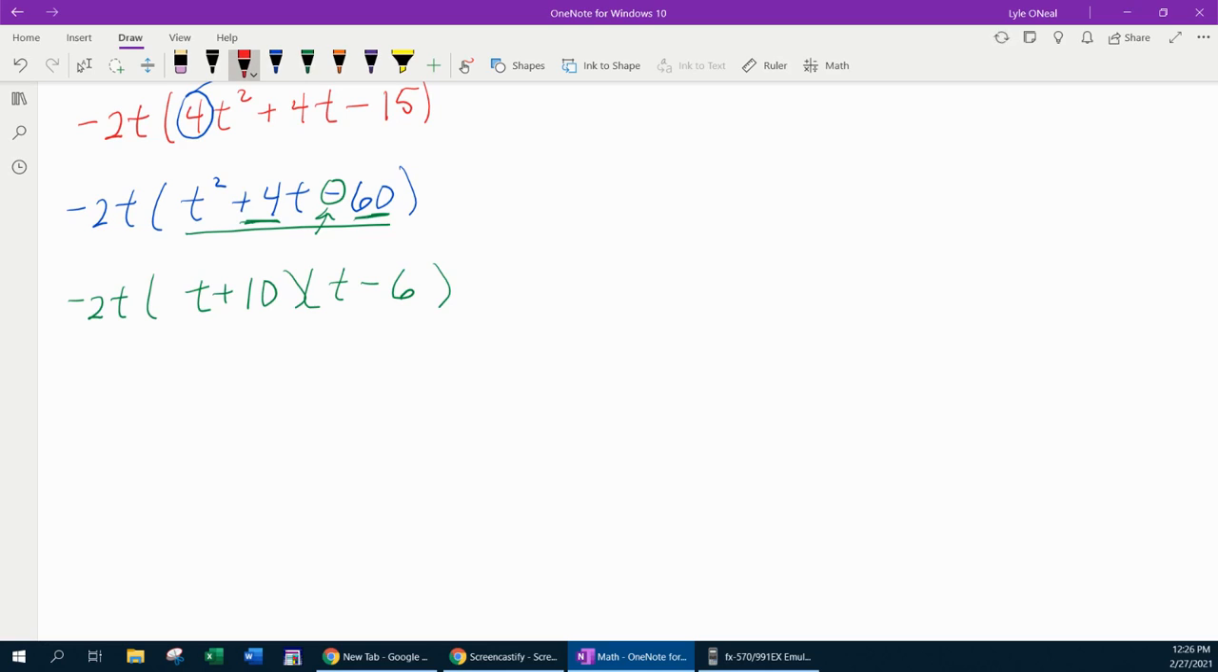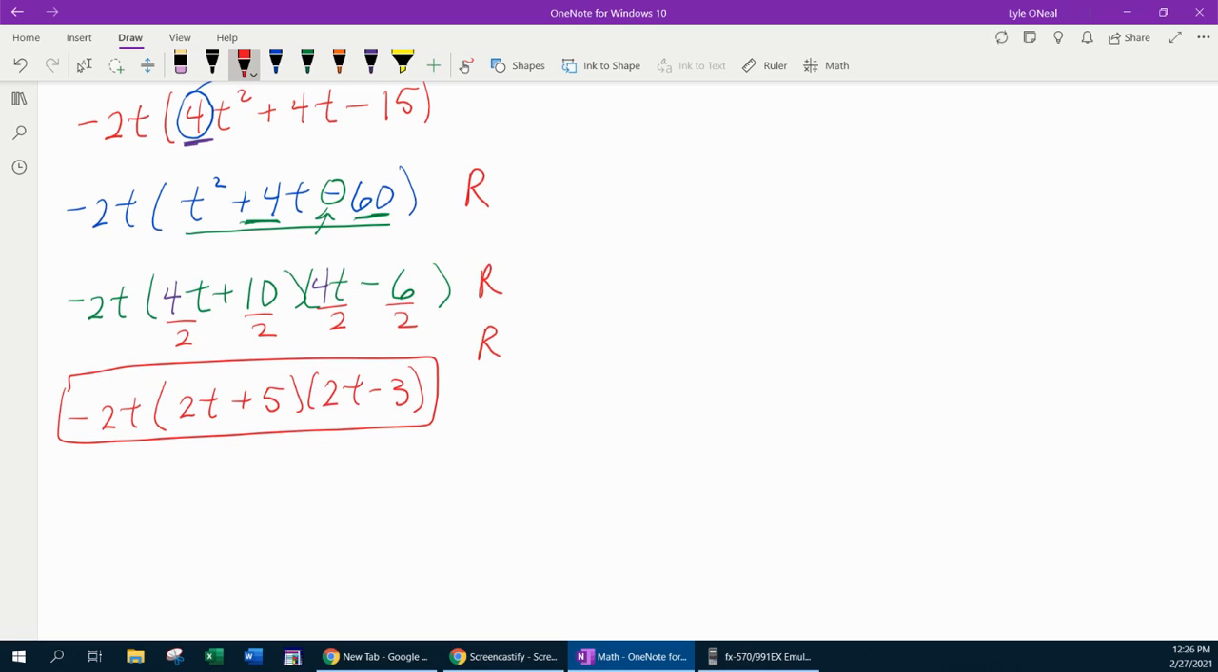So if you're keeping score here, we did the remove. Now it's time to replace. So what did we remove? We removed the 4. Now we need to replace it. And then we need to reduce if we can. So 4 and 10 will reduce by 2. 4 and 6 will also reduce by 2. And so my final answer is negative 2t times 2t plus 5 times 2t minus 3. And that is factored completely.